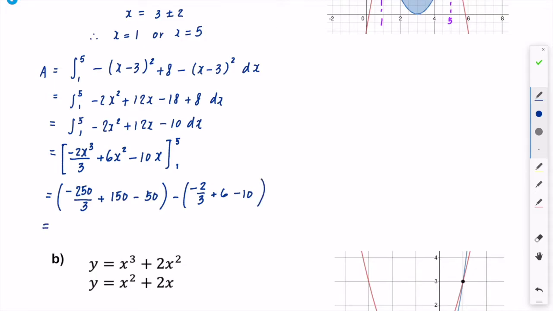Simplifying this work, you have 150 minus 50 is 100, and 300 minus 250, so 50 over 3. And then you have negative 4, negative 12, negative 14, so plus 14 over 3, which gives you 64 over 3 square units as the area bounded by the curves of f of x and g of x from 1 to 5.